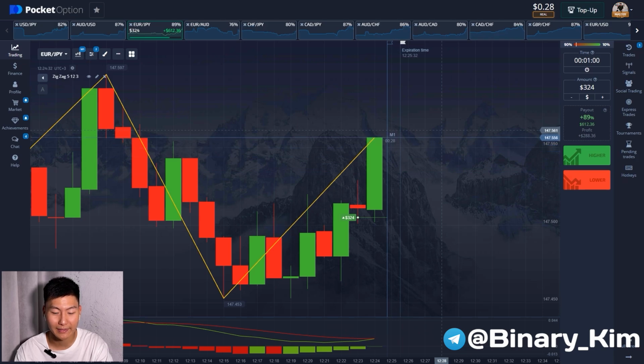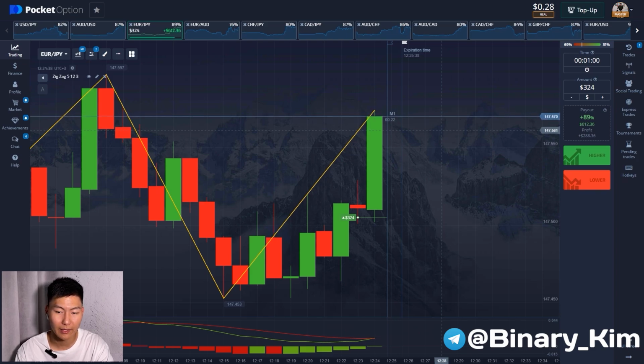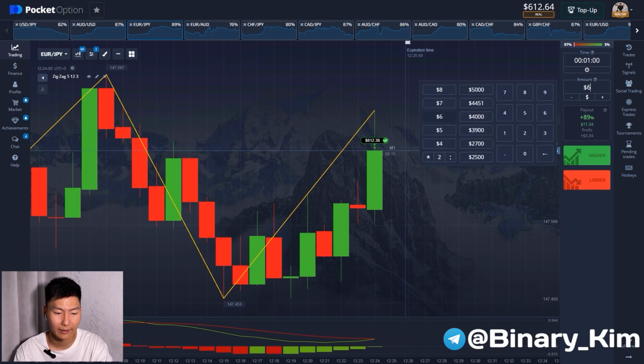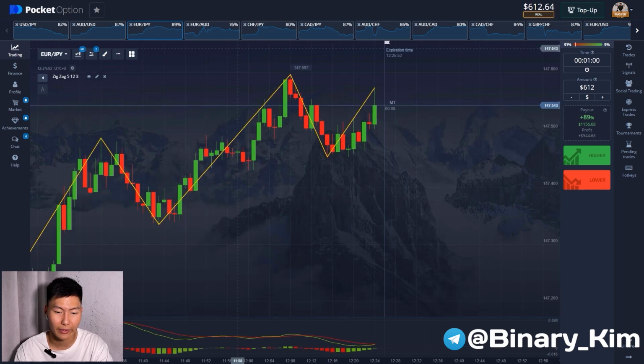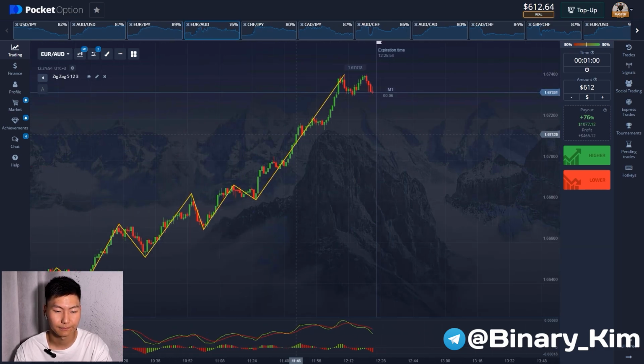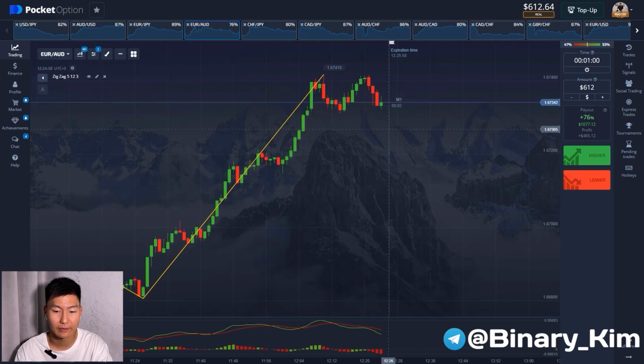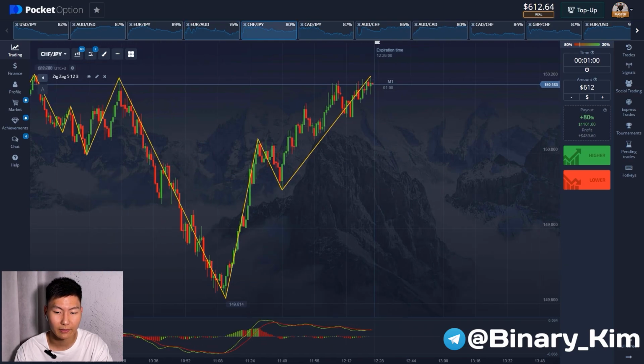Guys, look at this insane pump. That's incredible, and at the same time we see the crossing on the MACD, exactly as we predicted, guys. The signal worked out perfectly and we already got $612 on the balance. Let's update the trade amount and continue the trading session. Great start, guys. We see another uptrend, but we don't see a good signal so far.